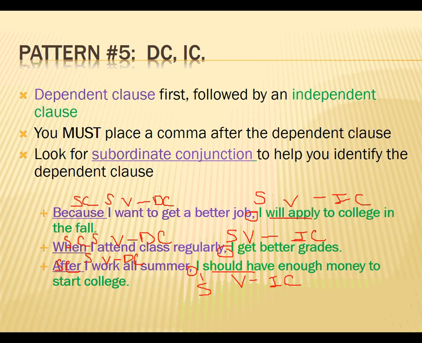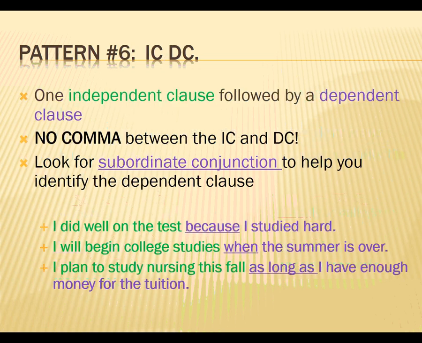Notice in all three examples, the dependent clause comes first, followed by a comma, followed by the independent clause. Because, recall, dependent clauses cannot stand alone. The second complex sentence pattern is IC-DC: one independent clause followed by the dependent clause. In this pattern, there is no comma. The two different clauses flow from one to the next, with the subordinate conjunction in the middle of the sentence and the dependent clause following the conjunction.